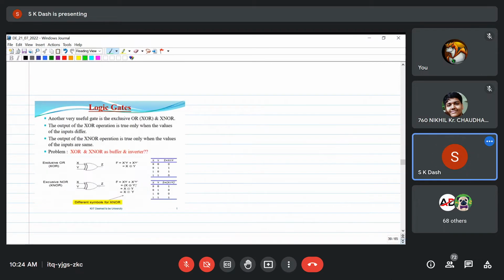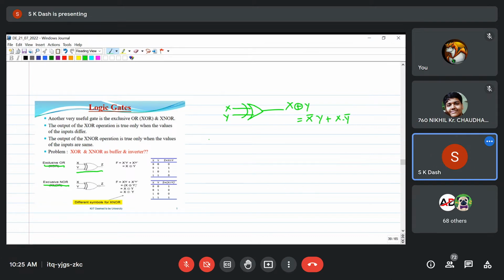Next, the next two gates are called the XOR gate and the XNOR gate. XOR stands for exclusive OR, XNOR stands for exclusive NOR. So first, XOR. The symbol is this. This is X, this is Y. The symbol is a plus inside a circle. X XOR Y is actually X bar Y plus X dot Y bar.